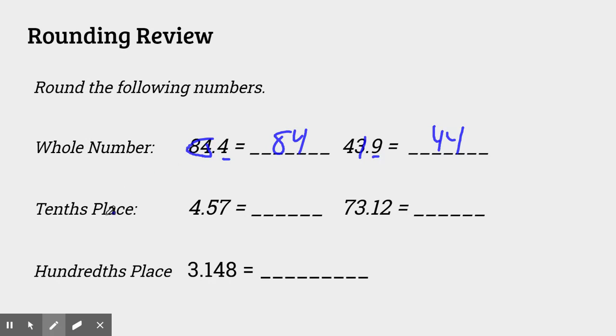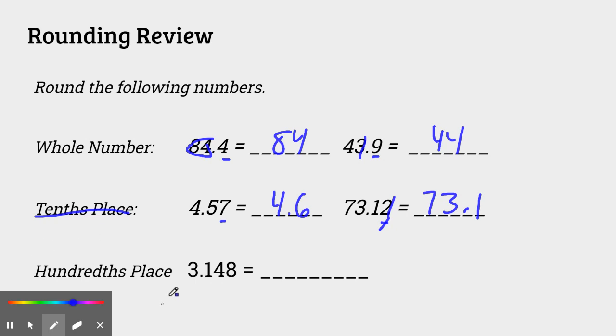All right, we're going to apply the same process here, but I want us to round to the tenths place. So here I see the 7. So that means this 5 has to change. So it's going to be 4.6. For this example here, I see I have a 2. So I'm going to just drop that, and it's going to stay as 73.1.